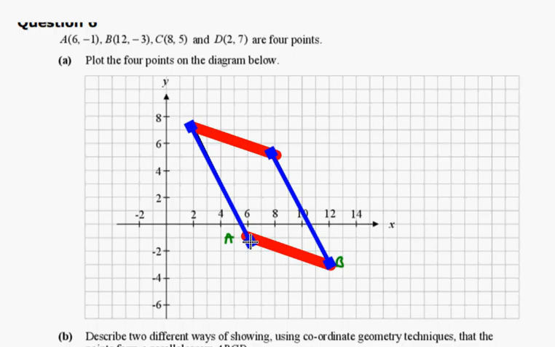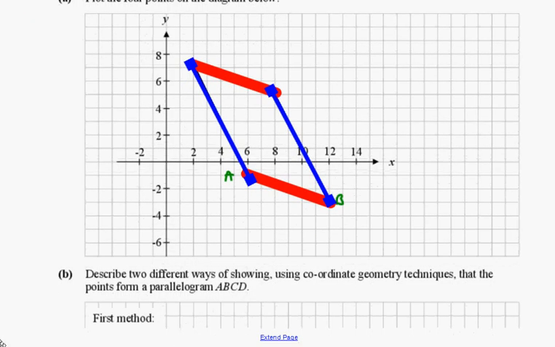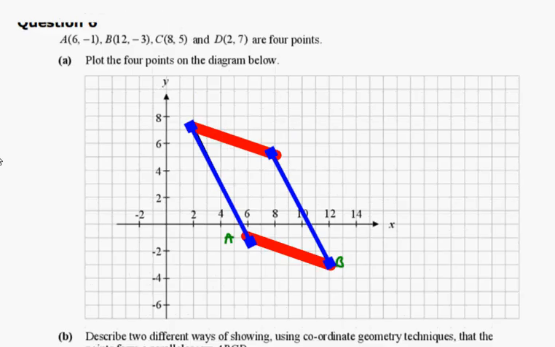Now you have to write this underneath. So you have to write 2 different methods for proving that it's a parallelogram. Now here's what I would go for. Okay. First of all, you could check that the slope of AD is the same as the slope of BC. Then check that the slope of DC is the same as the slope of AB.